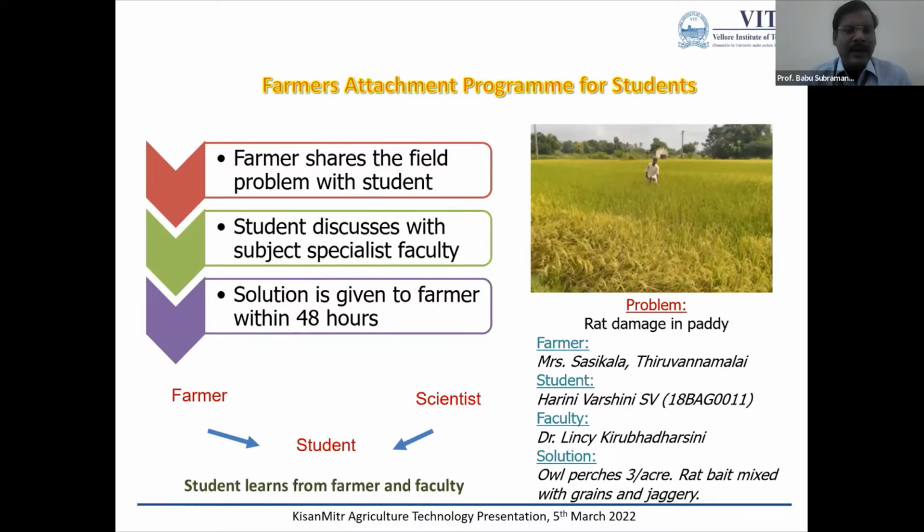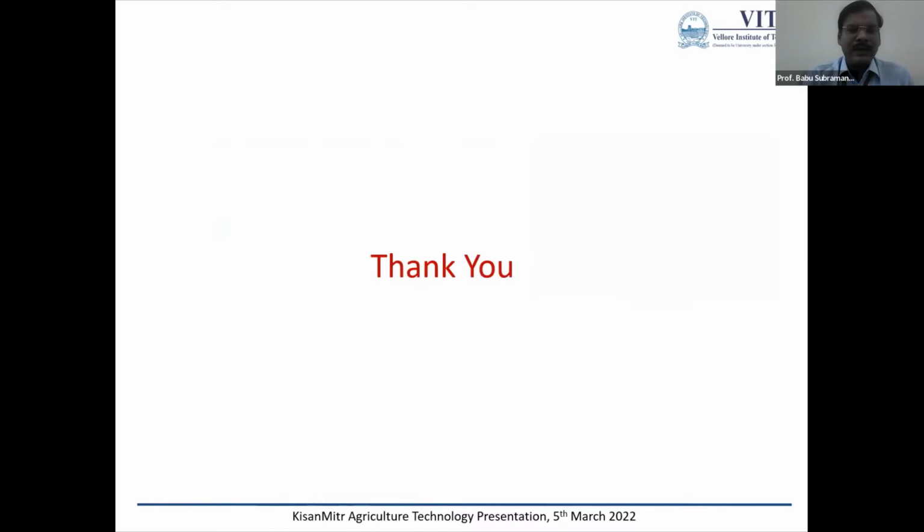This is the way by which the student learns in a two-way process. The student gets the experience of the farmers' field level problems, and also gets the scientific information and technological solutions from the scientists. One such example is the rat damage in paddy, and how the students and faculty were involved and how they gave the solution. This is a successful program in our institute. With this, I once again thank Mukta and all the officials of the Kisanmitr program for giving me an opportunity to share some of our technology innovations happening in Vellore Institute of Technology.